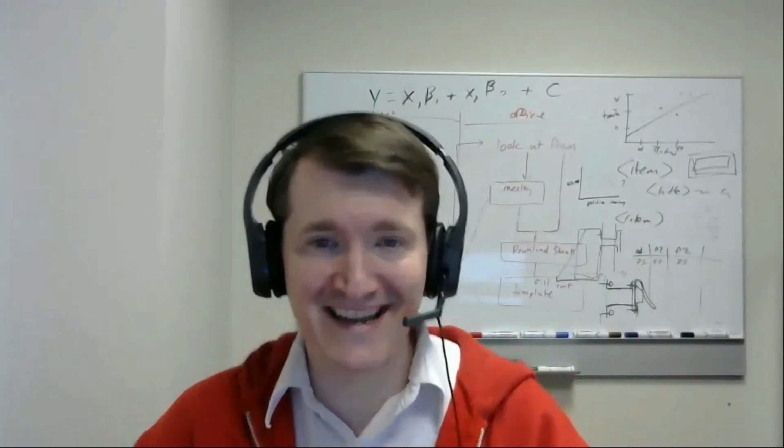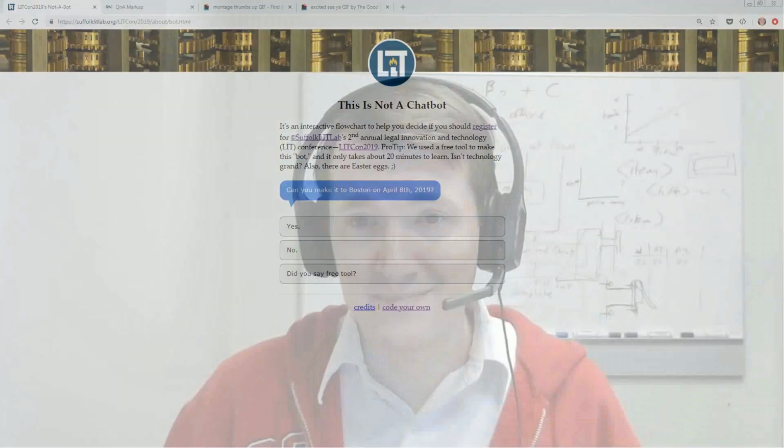Last week we posted an interactive flowchart, or BOT, to help folks decide if they should attend our upcoming Legal Innovation and Technology Conference on April 8th, LitCon 2019. Well, people really seem to like it, so I figured why not show you folks how to make your own. So consider it a preview of the skills building session that'll be taking place before the conference on the 6th.